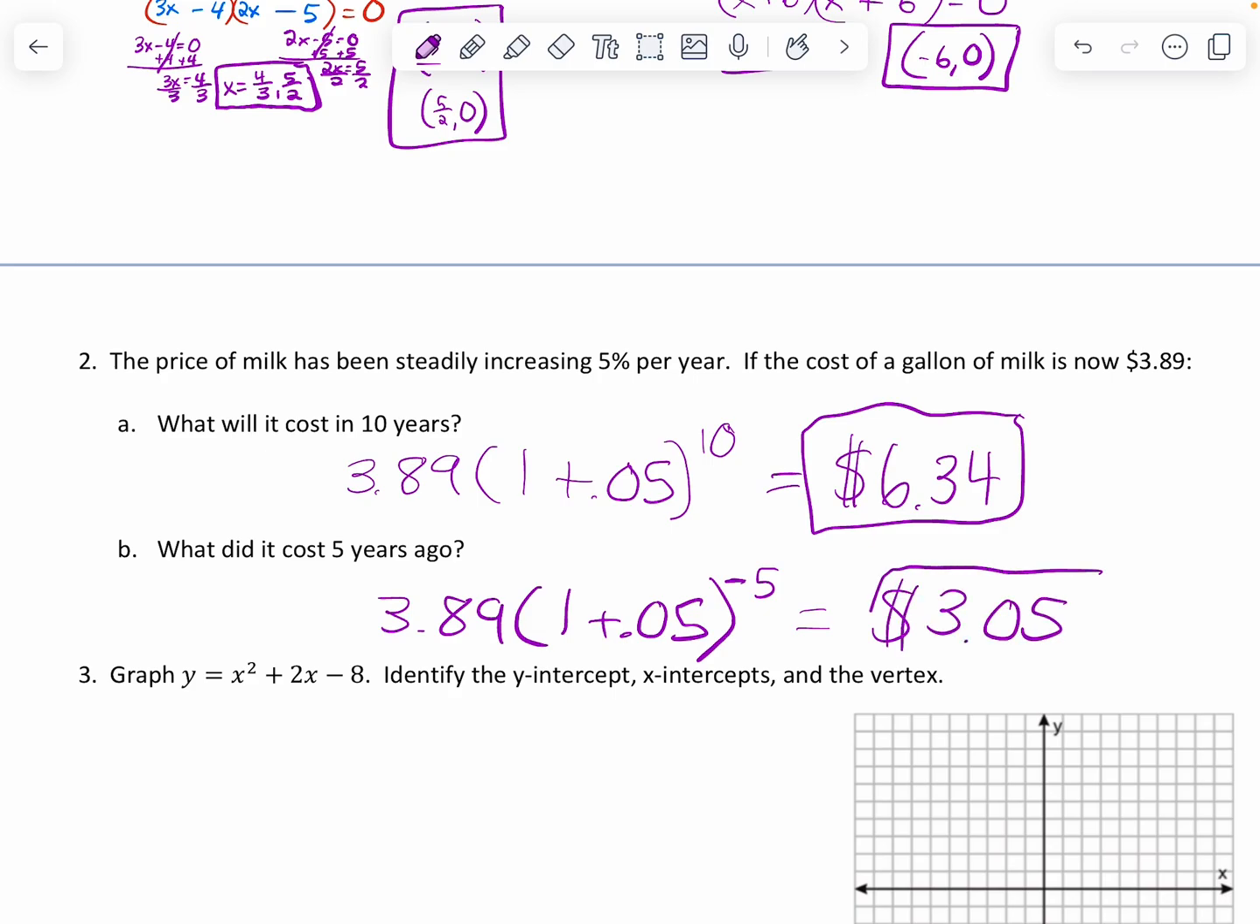$3.05, which makes sense. It should be lower than it cost after the fact. So 5 years ago, it cost $3.05. Now it costs $3.89, and then 10 years in the future, it would cost $6.34.